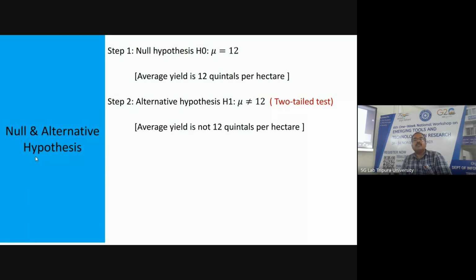Step one, what will be the null hypothesis? The value has been stated as 12 quintals per hectare. The null hypothesis is H naught: mu equals 12, so the average yield is 12 quintals per hectare. The alternative hypothesis is mu not equal to 12. It can be less than 12, it can be greater than 12. That means it's a two-tailed test. It can be on either side of 12. The mean value is 12; it can be larger or lower than 12.